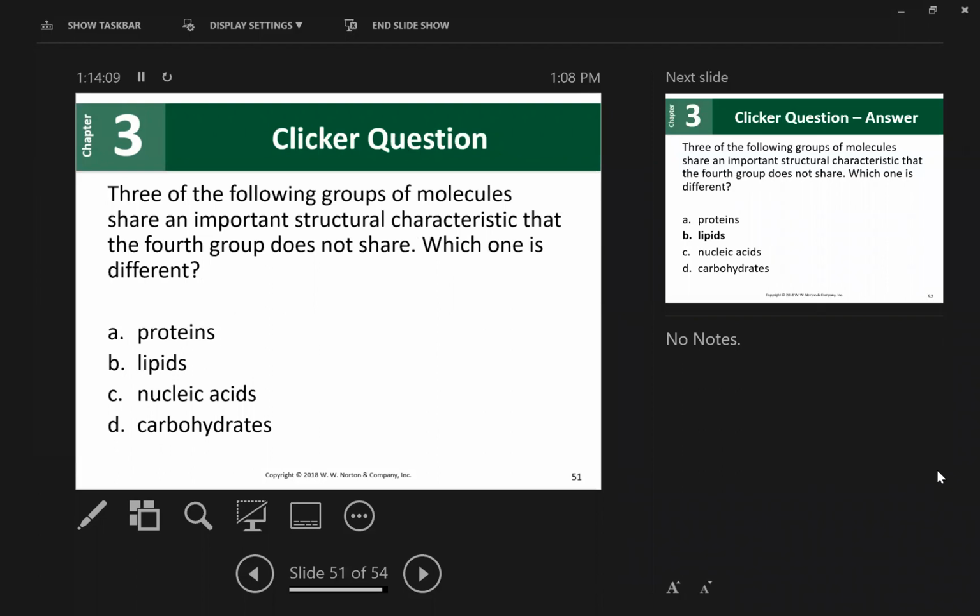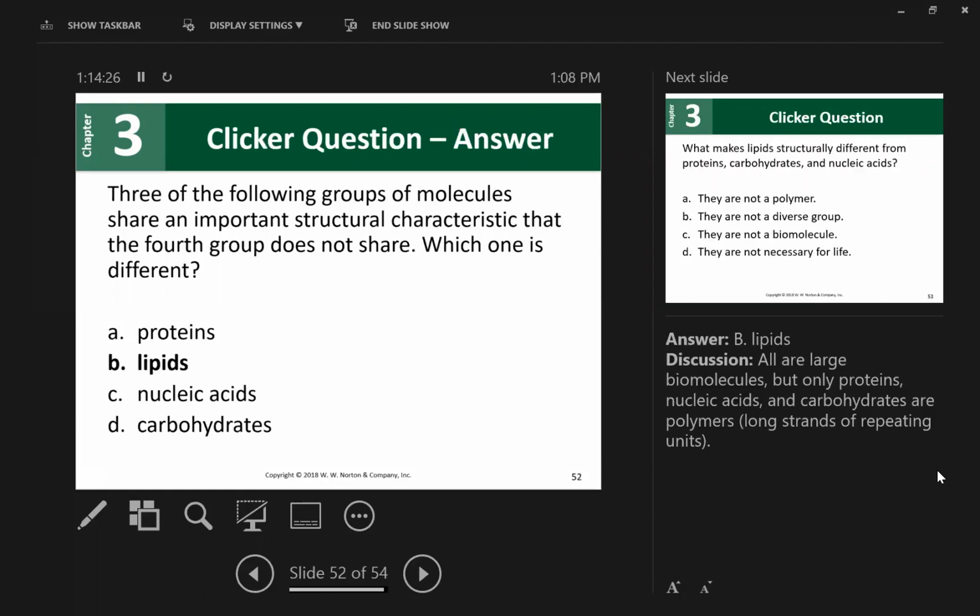Number 3. 3 of the following groups of molecules share an important structural characteristic that the 4th group does not share. Which one is different? Lipids. So all 4 of these are biomolecules, but only proteins, nucleic acids, and carbohydrates are polymer structures that are long strands of those repeating monomer units.